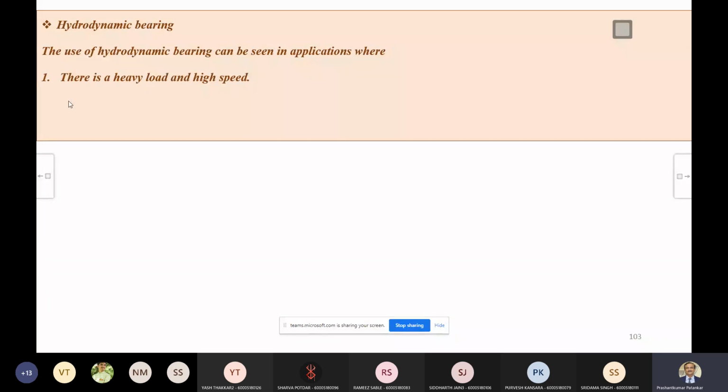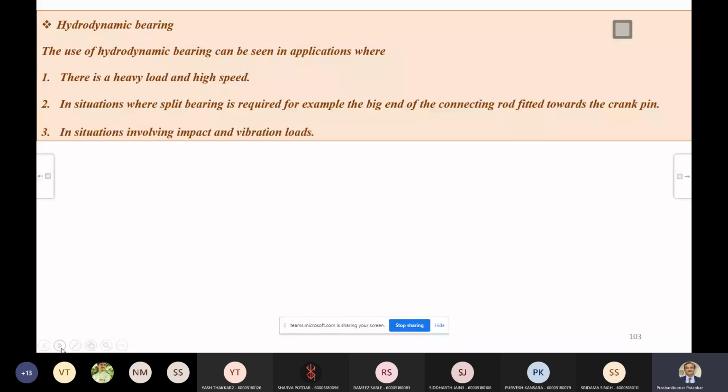Then in some cases we use the split bearing. For example, the big ends of connecting rods are usually fitted with this split type of bearing. So in that case we make use of the hydrodynamic journal bearing. Then in some cases where there is shock load, vibration issues, or impact loads, in those cases also we make use of this hydrodynamic journal bearing.